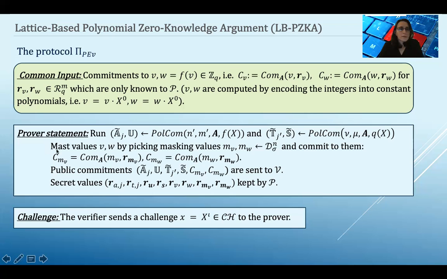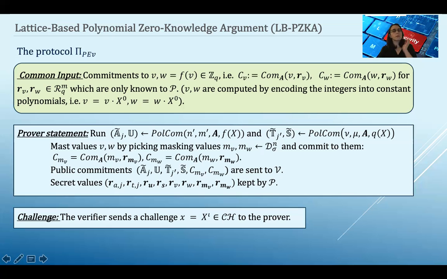And then the values v and w need to be masked by picking masking values mv and mw. Then we compute the corresponding commitments to those masking values using the randomnesses rmv, rmw. And so the public commitments are now the commitments from those two polynomials, and the commitments to the masking values. They are sent to the verifier. And the secret values, which are the corresponding randomnesses, are kept by the prover.